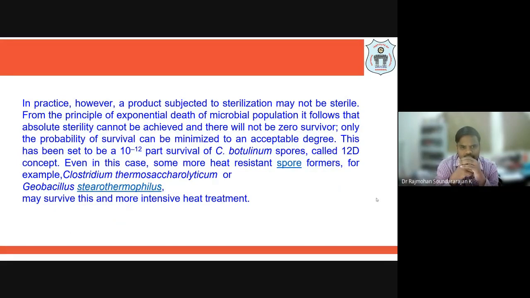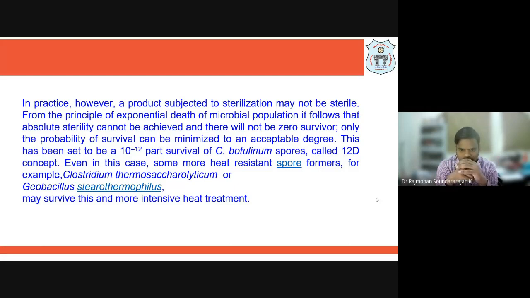Actually in practice, even if you have performed sterilization on a product, we cannot be sure that it is 100% sterile. Because if you look at the principle of exponential death of a microbial population, it follows that absolute sterility cannot be achieved and there will not be a zero survivor. Only the probability of survival can be minimized to an acceptable degree. We can see how much we can minimize the number of bacteria present in the system. So for an acceptable degree we have to do the sterilization. 100% is not possible.